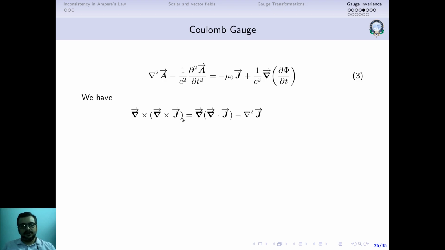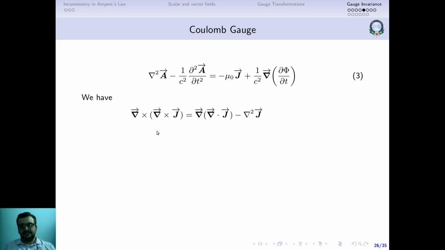So curl of J is equal to gradient divergence of J minus the Laplacian of J. This is the fundamental result that we are just using from here. Now we'll take this Laplacian of J and bring it to the other side, so we get a minus sign here.